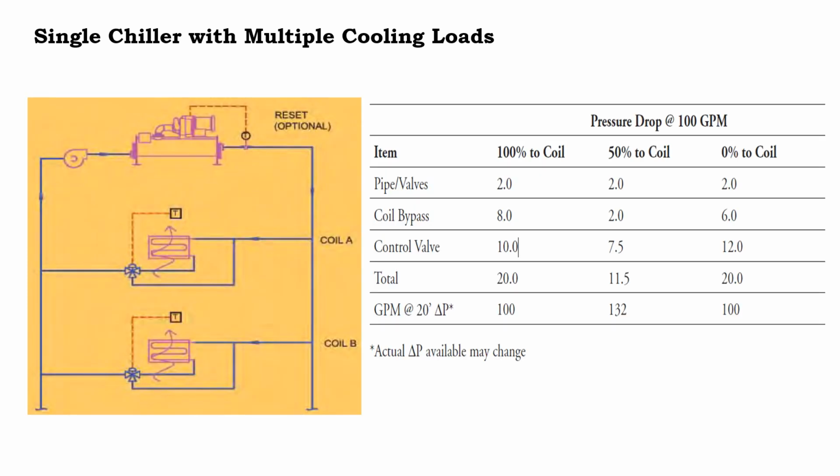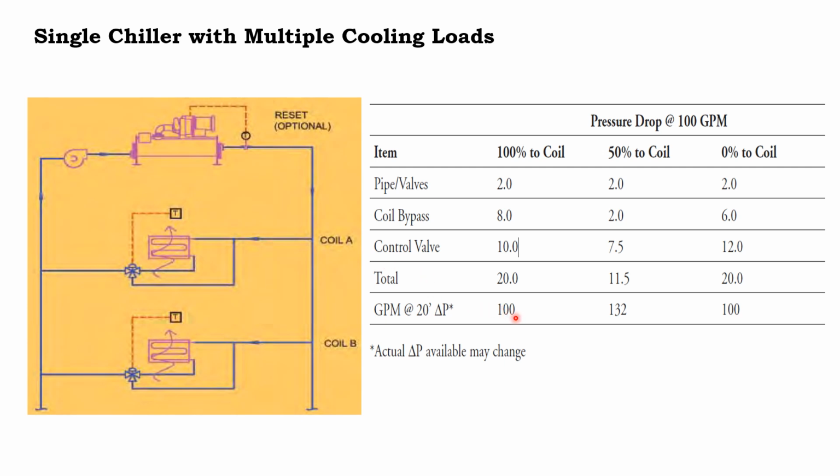Here it is a single chiller with multiple cooling load requirements. Here you can see this is a single chiller. There are two loads with three-way valves integrated. Talking about 100% of the coil requirement, 50% of the coil requirement and 0% of the coil requirement, in all three cases the flow is constant. The pump is continuously pumping 100 GPM of water to the system.